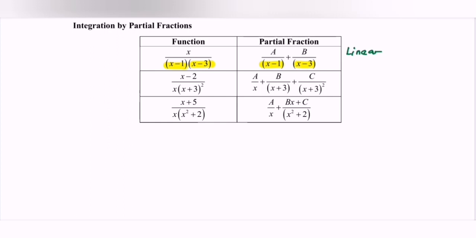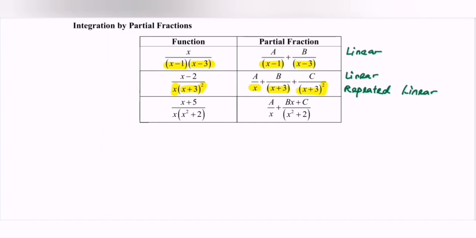Next, kindly refer to the second one where we have x minus 2 over x times (x plus 3) to the power of 2. Referring to the right hand side, we have A over x, the linear factor, plus B over x plus 3 for the first time, where we have x plus 3 to the power of 1. Continuing, we have the repeated linear factor x plus 3 to the power of 2. So for this case, we have the linear factor for the x and the repeated linear factor for the x plus 3 to the power of 2.